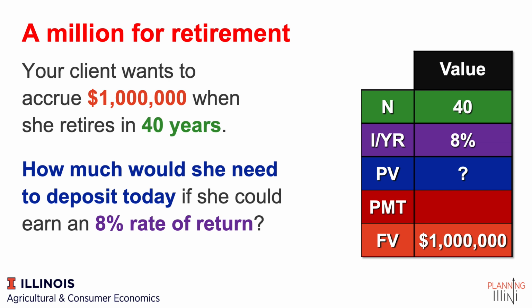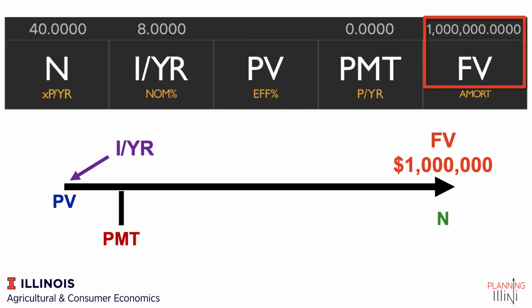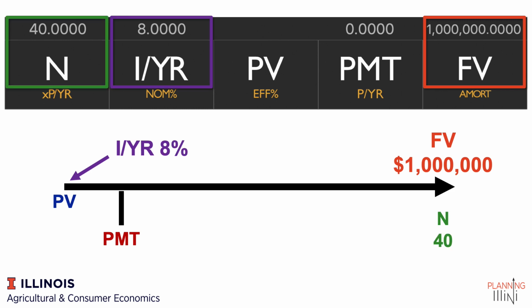It does not appear the client is saving regularly or annually, so we're just going to leave payment 0 for now. If we draw it on a timeline, it becomes a little more clear. We can see that FV is $1 million. That's our goal, that's the target. We can see we have 40 periods to get there. We can earn 8% on whatever it is we invest as PV, and no payments are going into or coming out of this problem.